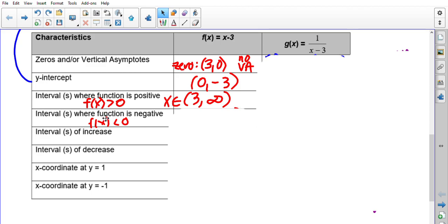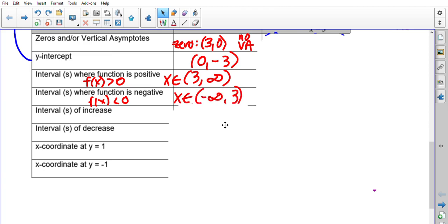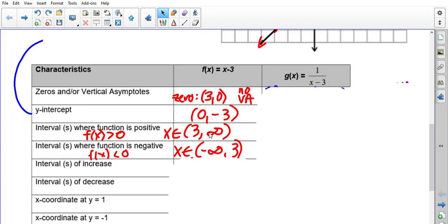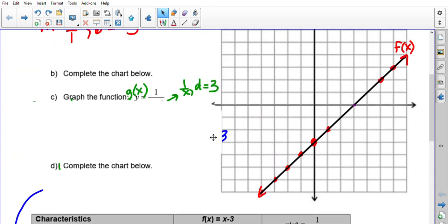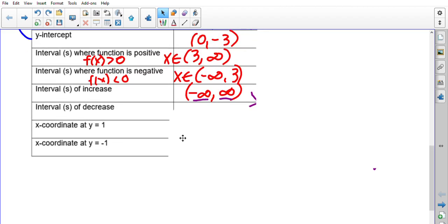And now we're going to do the opposite, the intervals where the function is negative, so where is it below the x-axis, and that will be everything to the left of 3. So we're going to come down here and say from negative infinity to 3. Now it's asking, excuse me, for the intervals of increase. This line has a positive slope, so therefore it is increasing at all times. So that means it's increasing from negative infinity to infinity. Intervals of decrease, there are none because it's always increasing.